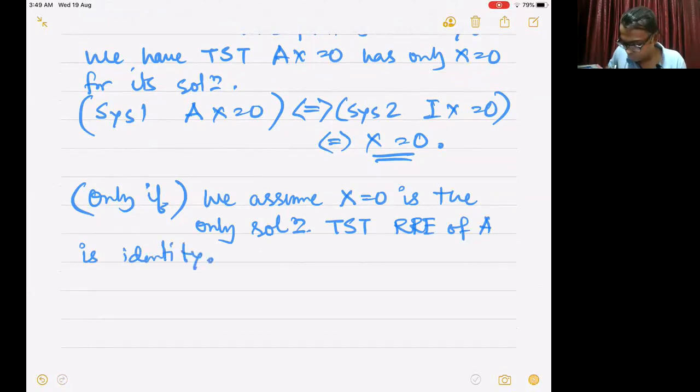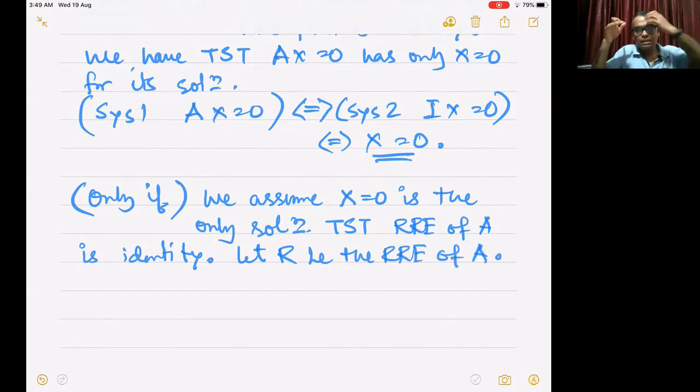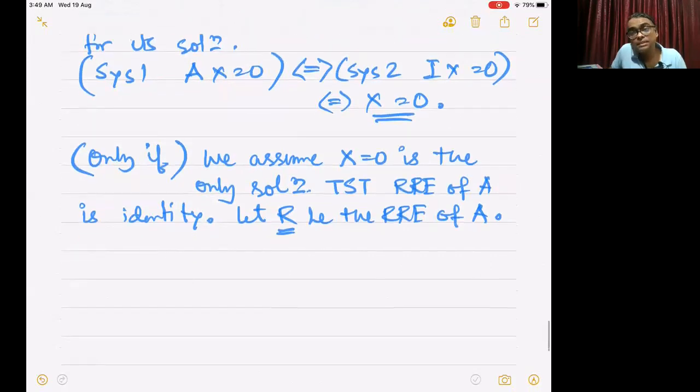For that, what we'll do is let R be the RRE of A. So somebody has given me an A, and then I do this row operation business, what we have seen so far, one by one, step by step, and I obtain this R to be its row reduced echelon form. Claim is it has to be identity. Now we see this example of proof by contradiction, a very famous way of doing proof.